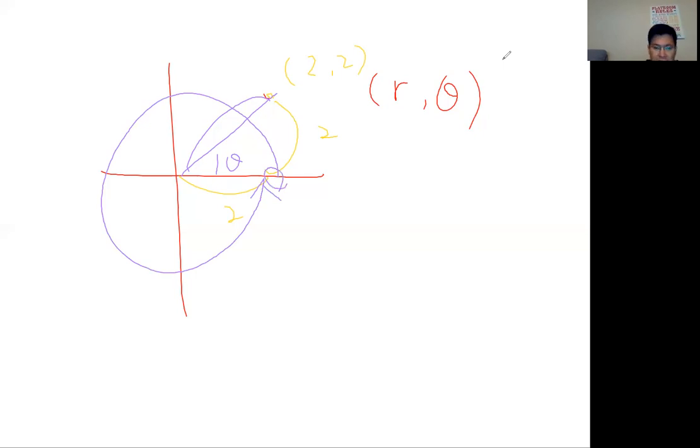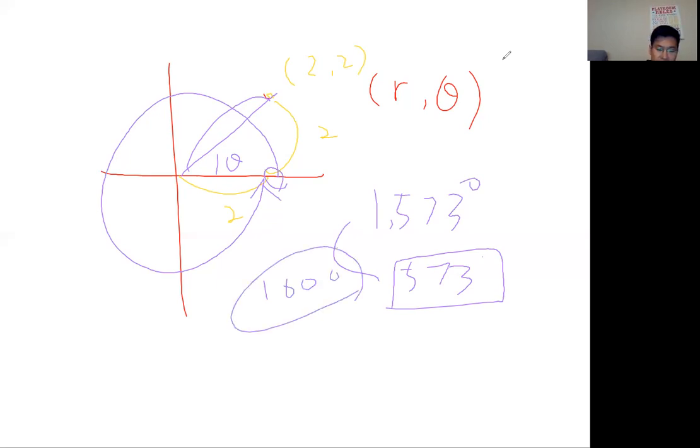So the question here says 1573 degrees. Which one is not equal to this one? The terminal side is. You can play with 360 degrees a little bit, and then you can find the answer. So the answer is 573, because the difference is 1,000. This has nothing to do with a multiple of 360. Everything else, whether you subtract or add, is a multiple of 360 degrees.